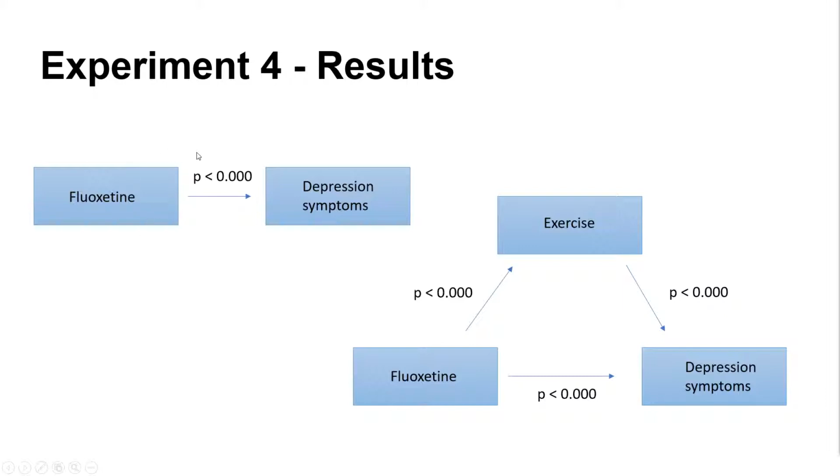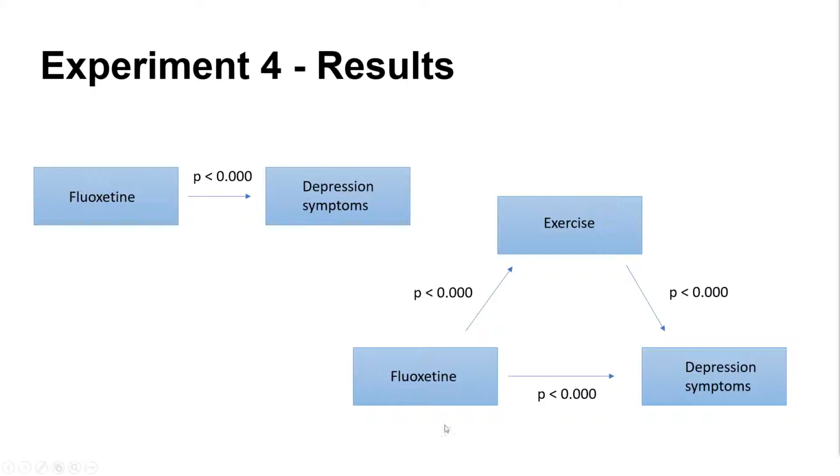And it is important to do this step because we wanted to see that the causal variable is correlated with the outcome. Second, we wanted to then see whether or not our causal variable is correlated with the mediator, which in this case is exercise. And we do see that fluoxetine use is significantly correlated with exercise. Third, we wanted to show that the mediator affects the outcome variable, with our outcome being depression symptoms. In this case, we do see that exercise does significantly influence our variable of depression symptoms.